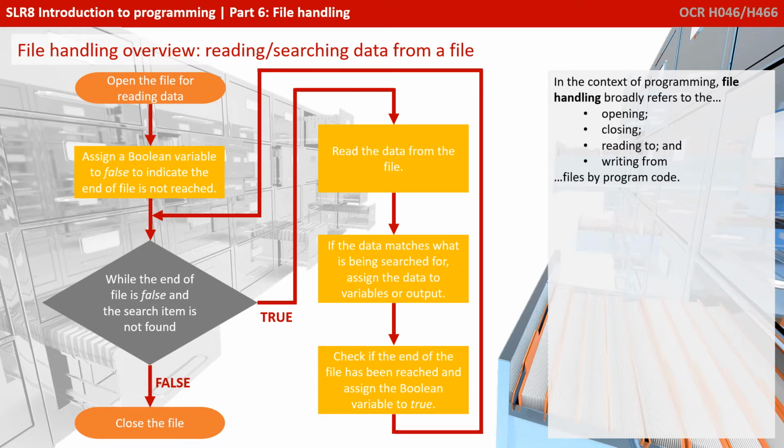If the data we've read matches what we're searching for, then assign that data to some variables or output it to the screen. And of course, check if the end of the file has been reached. And if it has, set that Boolean to true. Once we've found the data or reached the end of the file, we're done. And we then once again close the file.